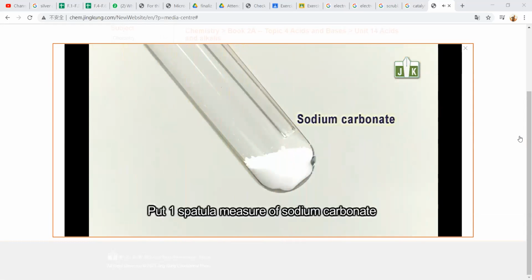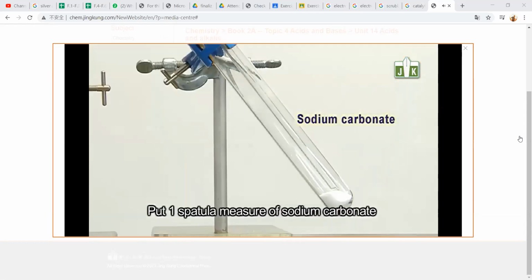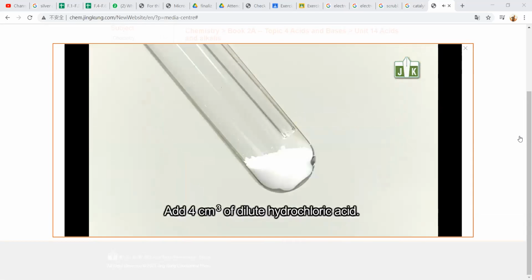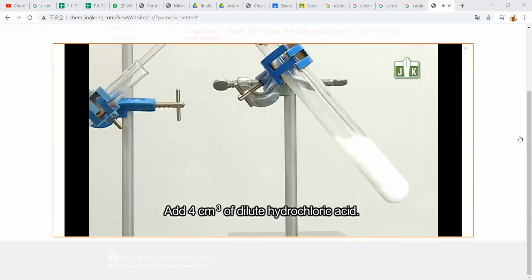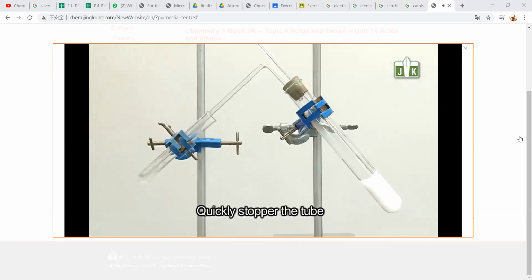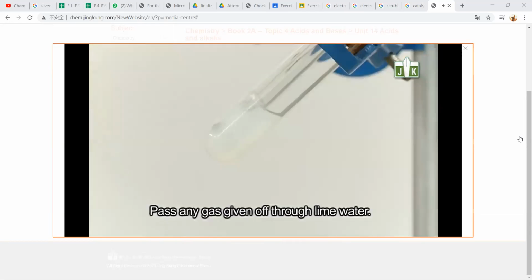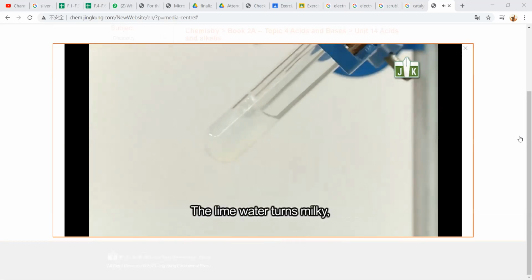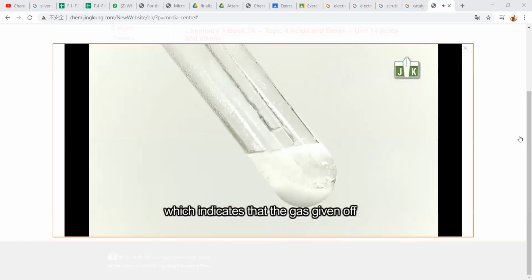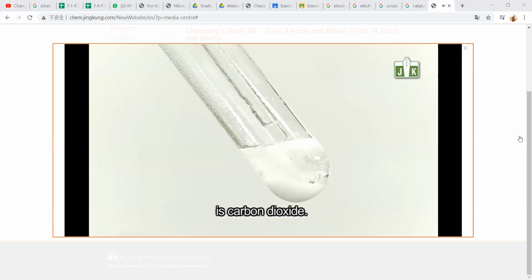Put 1 spatula measure of sodium carbonate in a test tube. Add 4 cubic centimeters of dilute hydrochloric acid. Quickly stopper the tube using a stopper fitted with a bent delivery tube. Pass any gas given off through lime water. The lime water turns milky, which indicates that the gas given off is carbon dioxide.